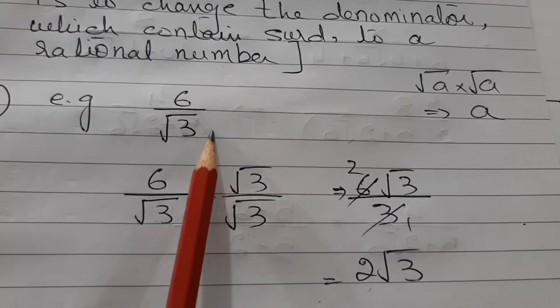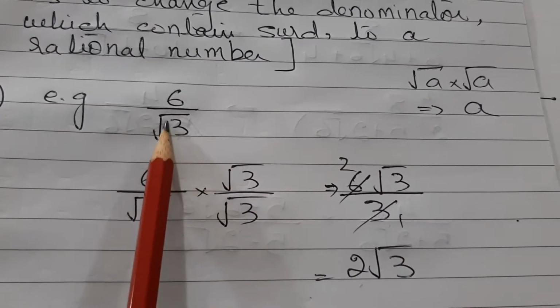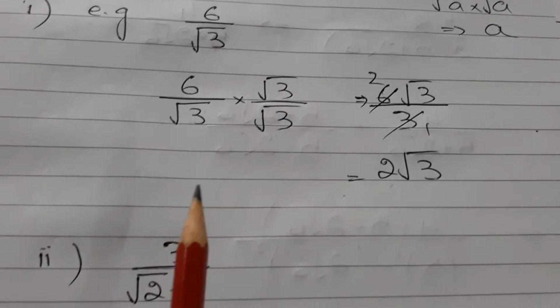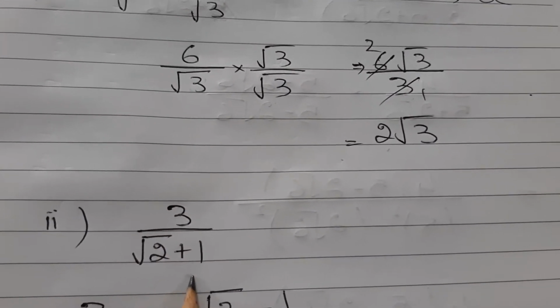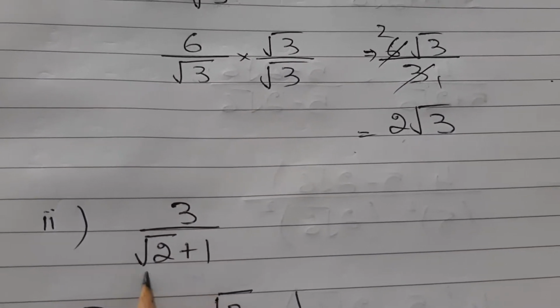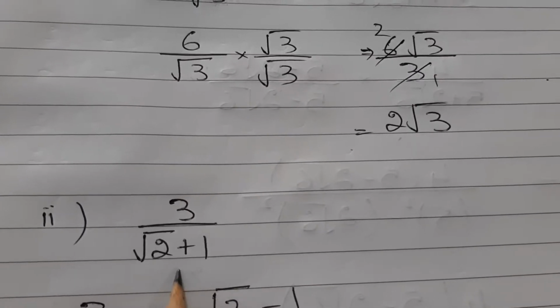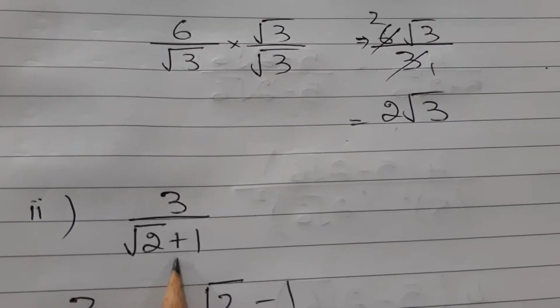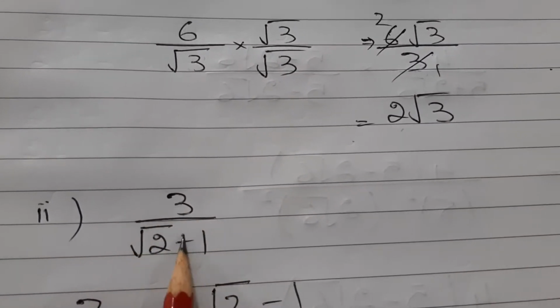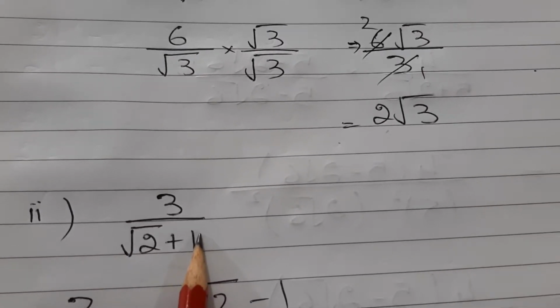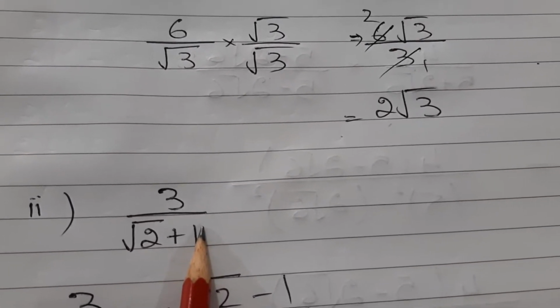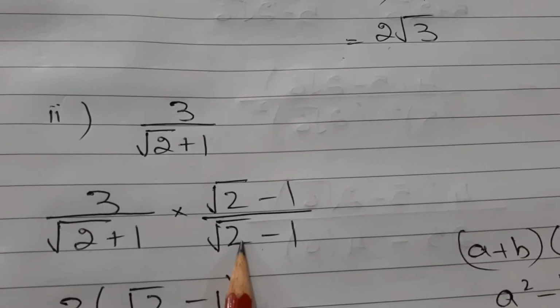Now this is the example when we have a single surd in the denominator. What about the example when you have a question like this? 3 divided by root 2 plus 1. Now in this case, we will multiply and divide the fraction by the conjugate of this surd. Now what is a conjugate? Like this we will multiply and divide.